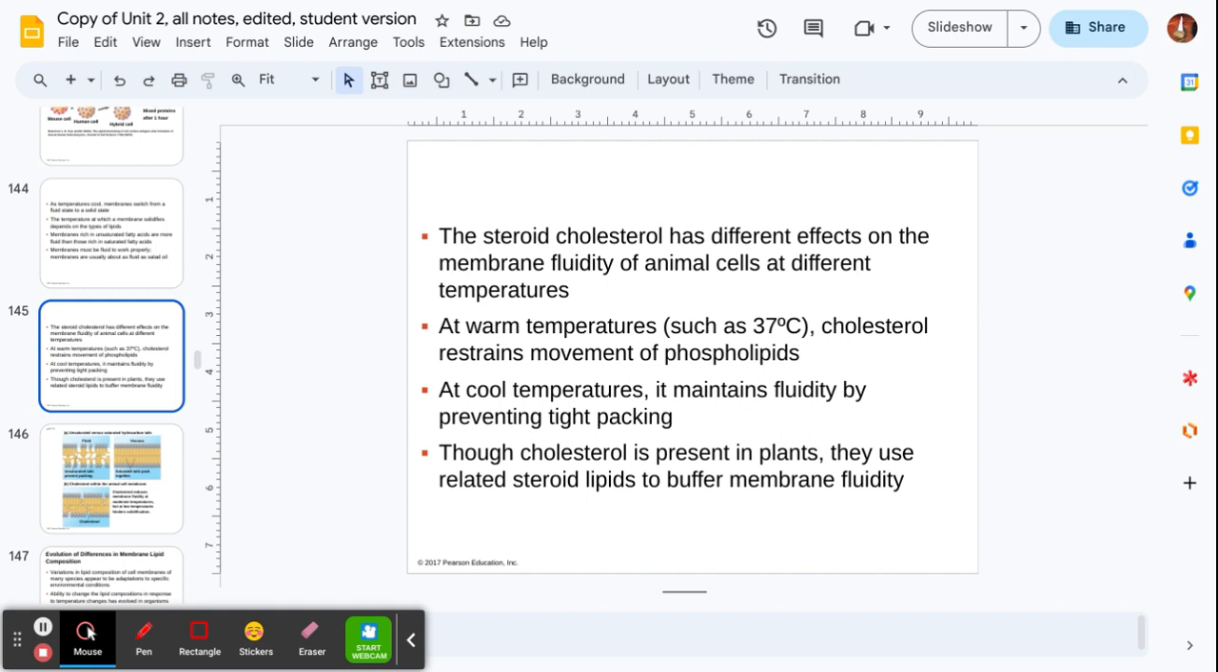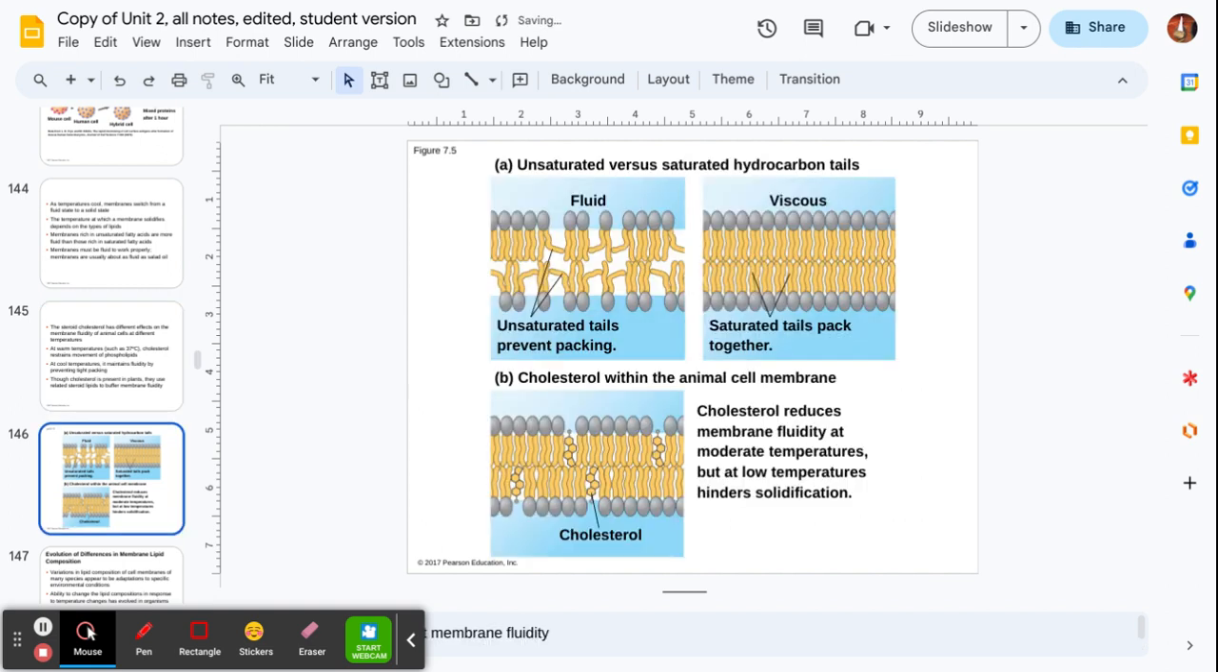Steroid cholesterol, what it will do is it will moderate the effect that temperature has on a cell membrane. So at warmer temperatures, it's going to keep the membrane from flying apart. The membrane is really only held together by the fact that there are water molecules that are keeping it in place. But if the temperature gets too high, the membrane can actually kind of fly apart. And that's shown here on the next page.